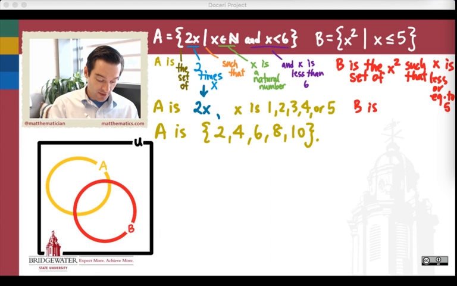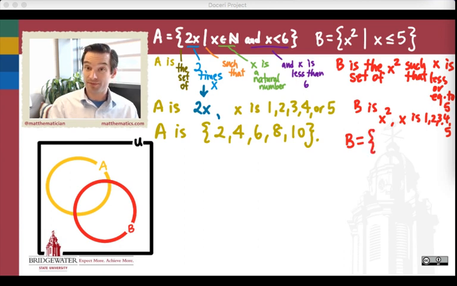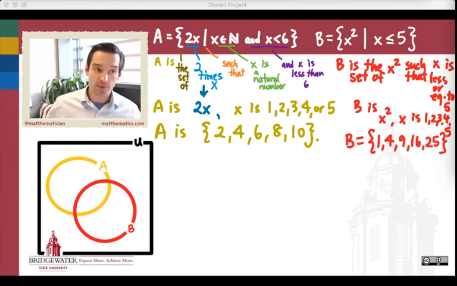So B is x squared, where x is, again, the natural numbers that are less than or equal to 5, which turn out to also be 1, 2, 3, 4, and 5. Right? But B is not made up of those numbers, it's made up of the squares of those numbers. So the 1, 2, 3, 4, and 5 are my x's, but the elements of my set are the squares of those x's. So 1, 4, 9, 16, 25. 1 squared, 2 squared, 3 squared, 4 squared, and 5 squared.